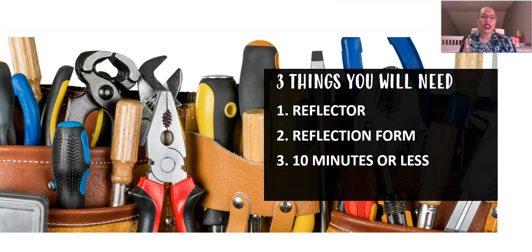All right, so here are the tools that you're going to need for this process. You're going to need a reflector, which is actually a person. You're going to need a reflection form, and you're going to just need 10 minutes or less. All right, so let's talk about this reflector. Now, if you've been watching the videos in this series, you know that I encourage you to have 5 group roles, and one of those roles is the reflector. So you're going to have a person in the group who's going to facilitate the reflection process.